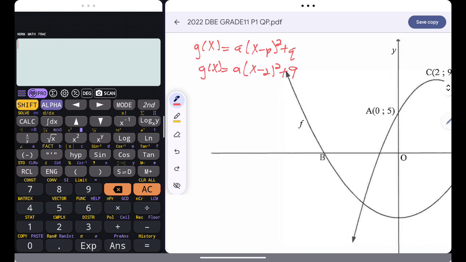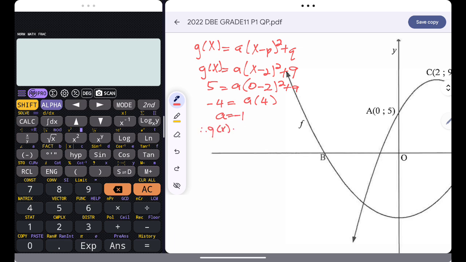Okay, and then for me to find the equation, I must first find the value of a. How can I find the value of a? I must substitute any point on the curve. I do have point A on the curve, and I know that y is equal to 5 if and only if x is 0. So whenever I take the 9 to the other side, I will have 5 minus 9, which will give me negative 4, and then I will have a multiplied by 4. Whenever I divide both sides by 4, a will be equal to negative 1.